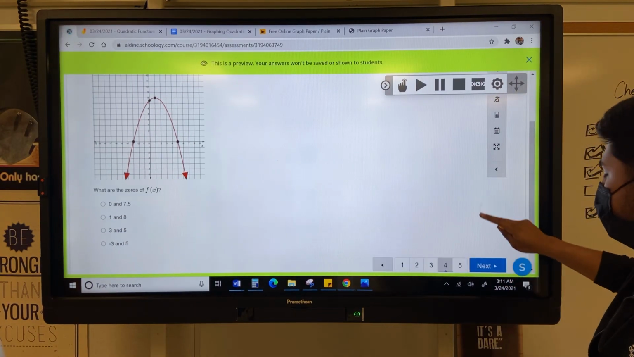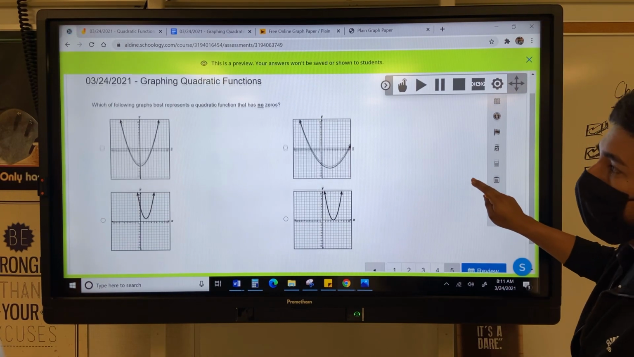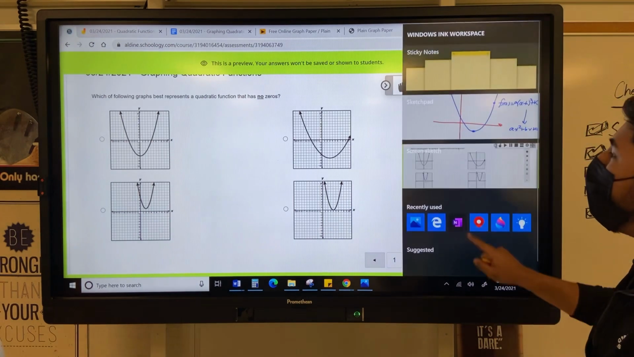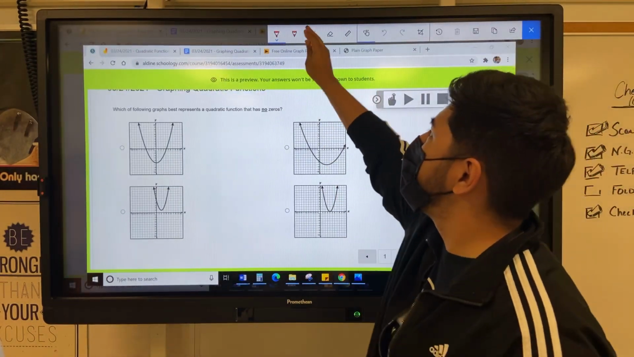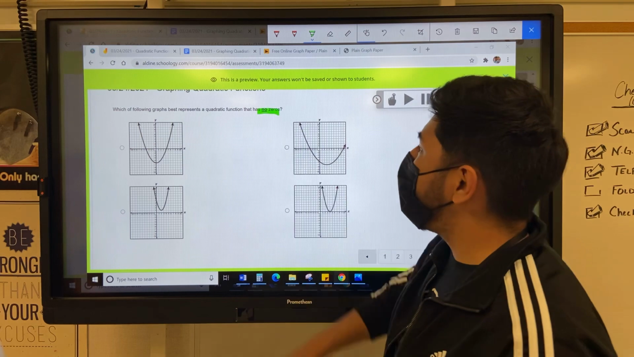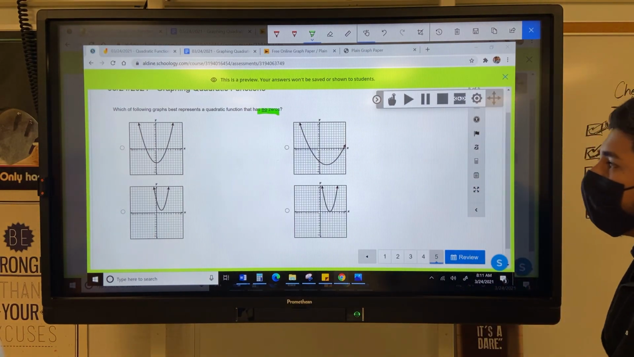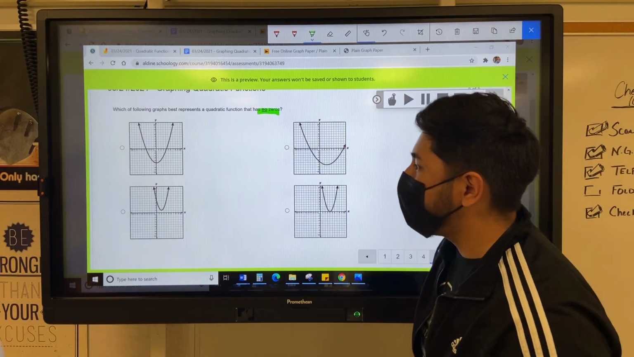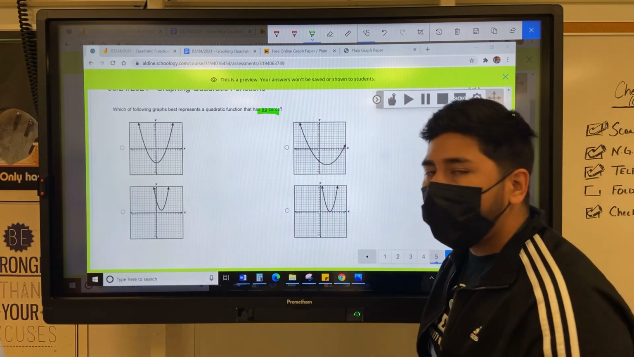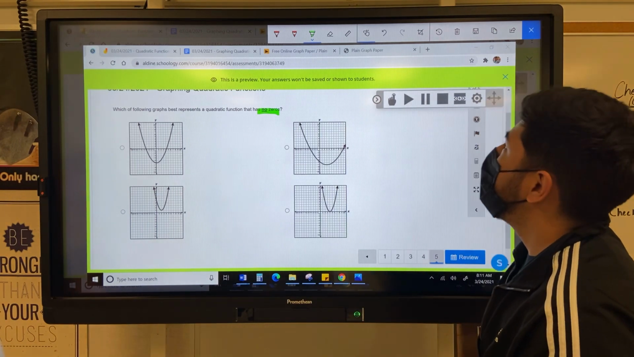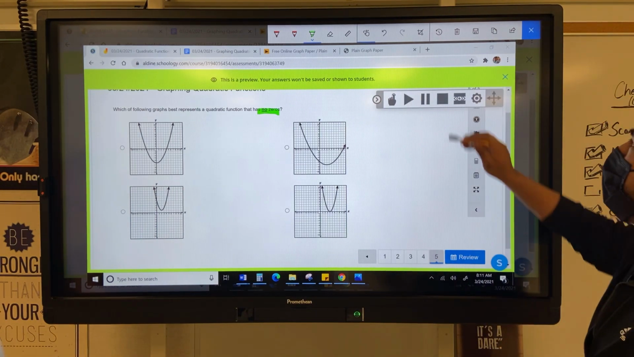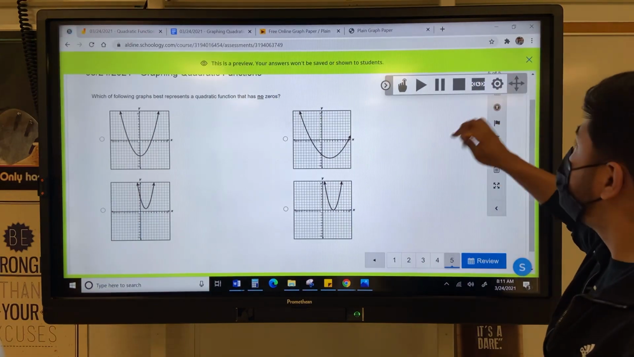And the last one. Which one has no zeros? Again, I literally just went over that. Please look at all the graphs. Ask yourself, which one does not have a 0, and you should be all right. Hopefully you get an easy 100. Don't forget to do the discussion.